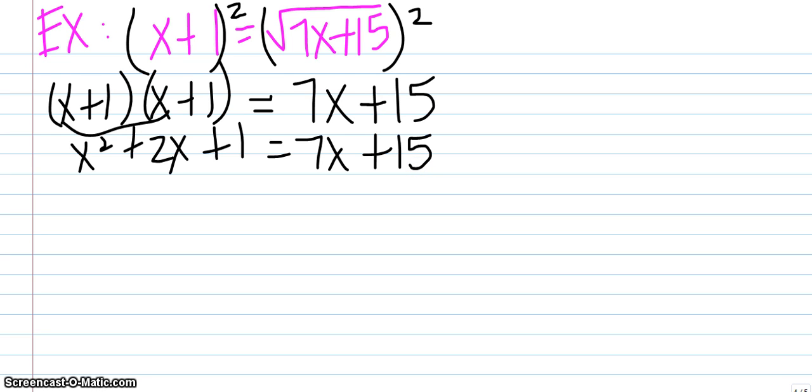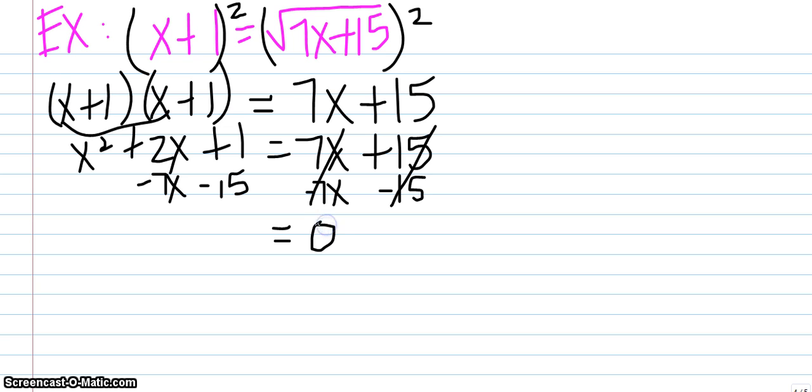Now I need to solve for x, so I'm going to go ahead and subtract to get all my variables on one side. So I subtract 7x and subtract 15. When I do that, this 7x cancels and this 15 cancels, and that's 0. So I have x squared, negative 7x plus 2x is a negative 5x, minus 14.